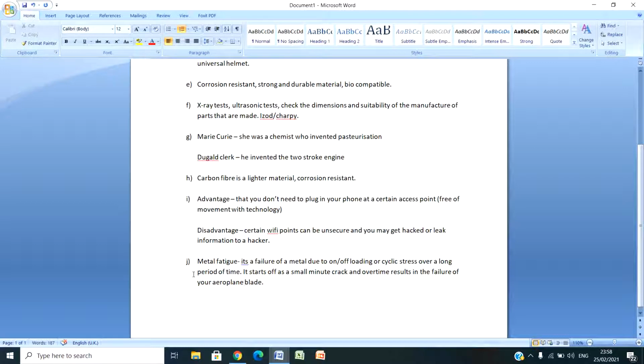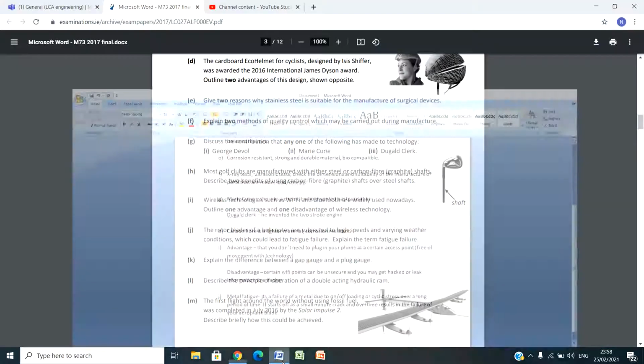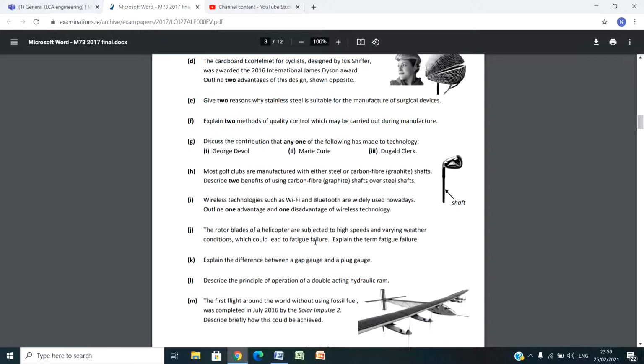So metal fatigue, it's a failure of a metal due to on and off loading or cyclical stress. So cyclical stress is something that's under constant stress and strain, and maybe even heat and other forces acting on it over a long period of time. Okay, it starts off as a small, minute crack, and over time, it results in the failure of your aeroplane blade, which is what you were asked in the question, if you can remember.